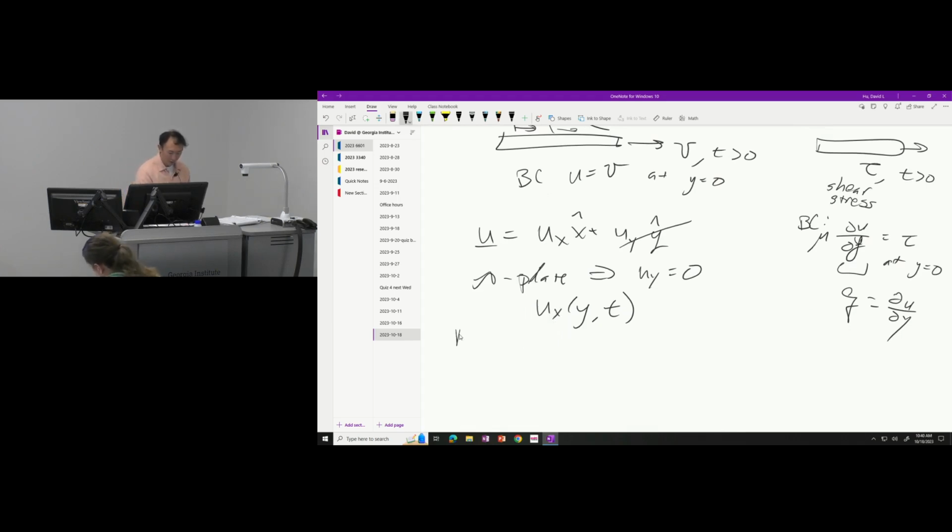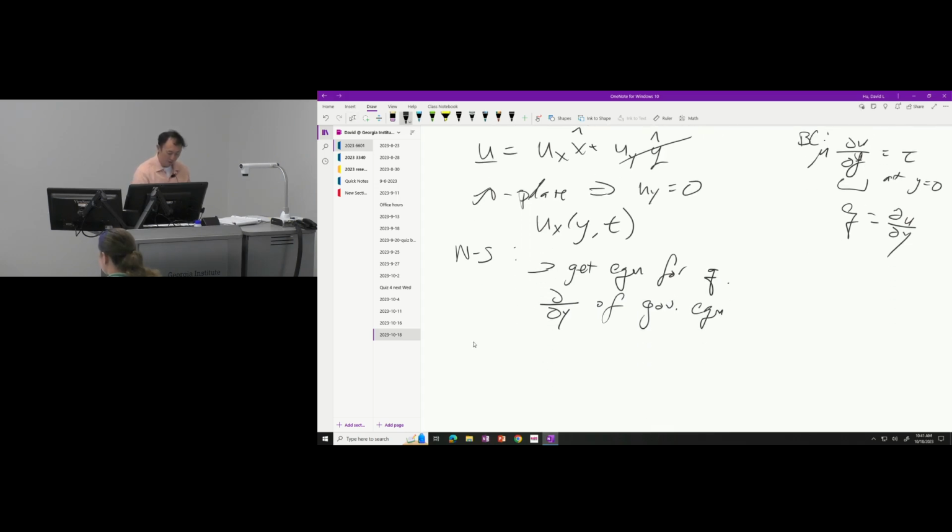So again, you're going to use the 2D Navier-Stokes equations like last time. It's a very, very similar problem. But I would just make sure that at the very end, you get an equation for q. You might have to do that by taking d by dy of your governing equation. And at the very end, make sure you figure out how to relate q back to u by integrating.